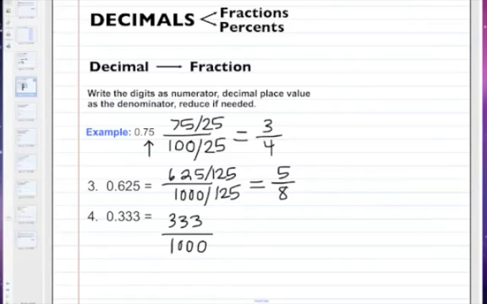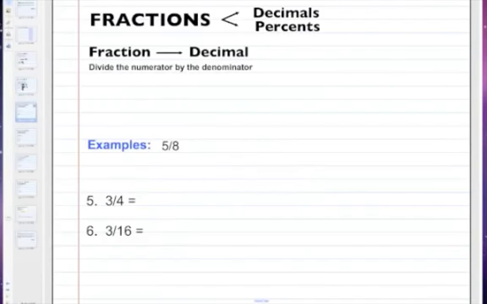So we covered what to do when it is a decimal. What if I'm starting with a fraction? How can I change a fraction to a decimal? The easiest step is to divide the numerator by the denominator.